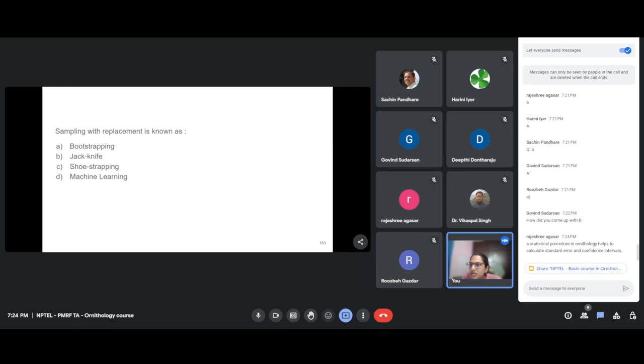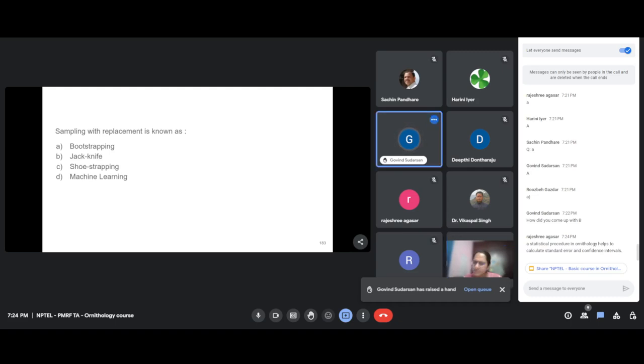Statistical procedure in ornithology helps you calculate standard error and confidence interval. Yeah, correct. Okay, not in ornithology, in any stats, in any sampling. So actually, you have different techniques. Yeah, Govind.